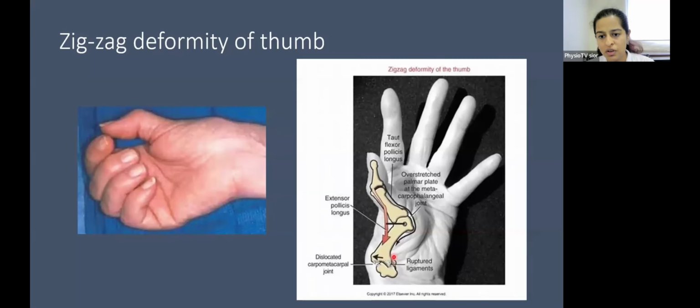Further, there is more pull of the extensor pollicis longus, which is getting unopposed because of the overstretched palmar plate at the MCP joint. Hence, increasing the concentration of the forces at the IP. So there is overstretching of the palmar plate, and because of the constant force, there's going to be a flexor pollicis longus which is getting taut, causing the IP into flexion. So the deformity is IP flexion, MCP extension, and CMC flexion. This is the zigzag deformity.